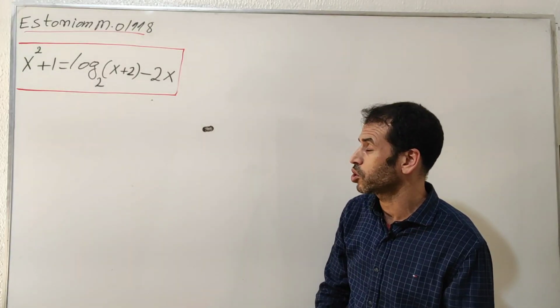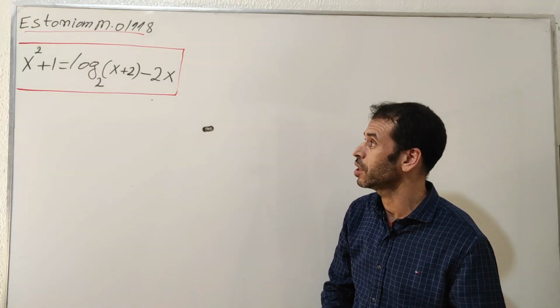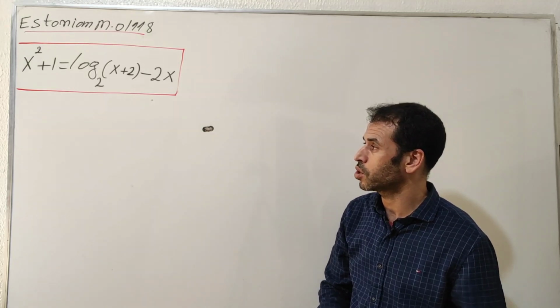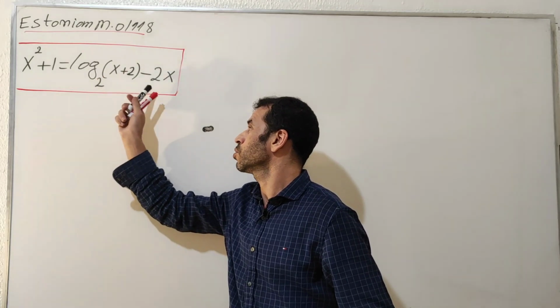In today's video, I would like to introduce you a very nice problem. It's coming from the Estonian Mathematics Olympiad, edition 1998. Here is the following equation: x squared plus 1 equals logarithm base 2 of (x plus 2) minus 2x.